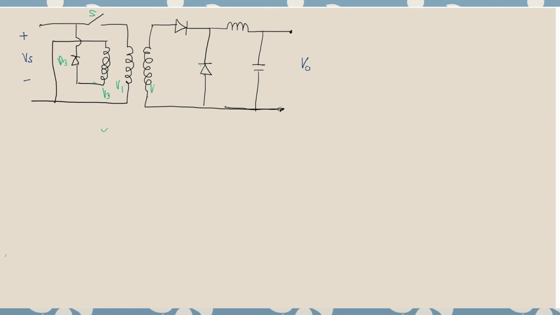V1. That is V2. Okay, this is D2. And this is D1. And this is L. Alright, okay, so what we're trying to solve in this slide is what will happen when the switch is off.